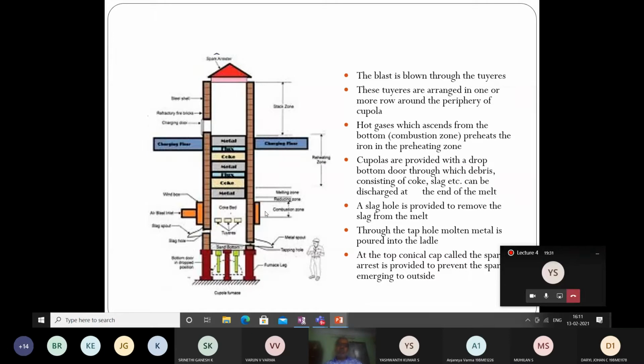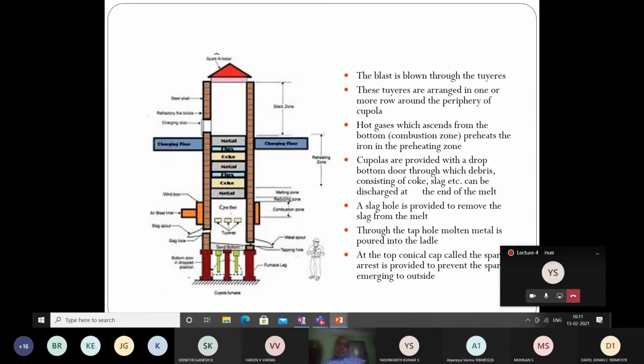We need combustion first of all. First through the charging door we allow the coal, metal and flux in alternate layers, and then in the bottom we have to initiate the combustion. How the initiation is done: first you have coke, and there will be a mechanism which is not shown here.